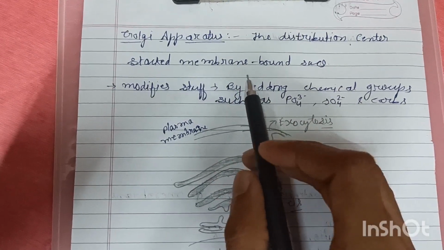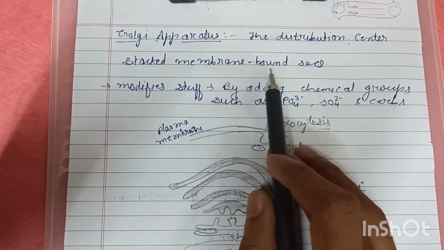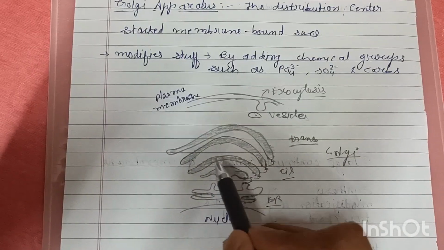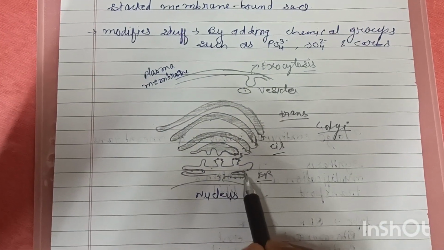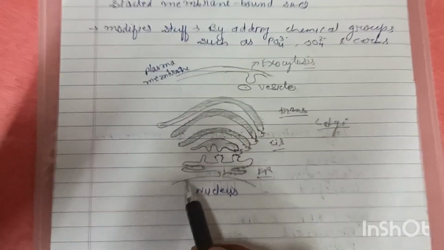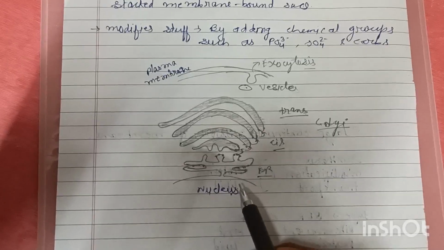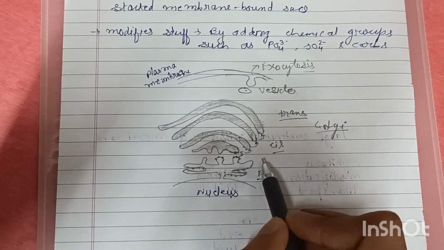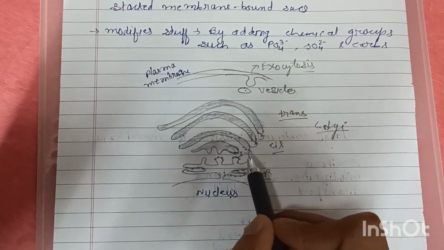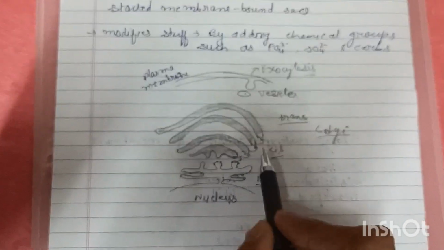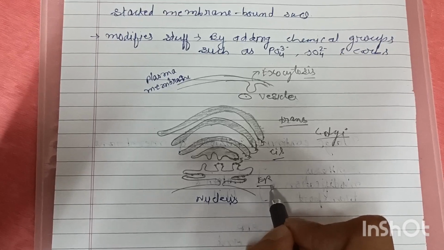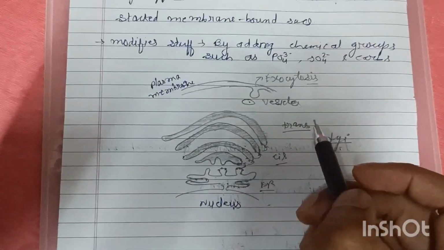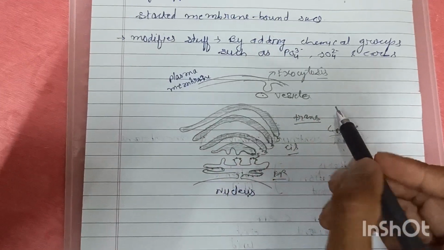Now let's see how does it look like. Actually, it is stacked membrane bounded sacs. You can see here. This is Golgi apparatus, and this is endoplasmic reticulum here, and this is the membrane of nucleus, outer membrane of nucleus, which is continuous with the endoplasmic reticulum. And now you have to understand there is two part of Golgi apparatus, cis and trans. The side of Golgi apparatus which is closer to the endoplasmic reticulum is known as cis, and the part of the Golgi apparatus which is closer to the plasma membrane is known as trans.